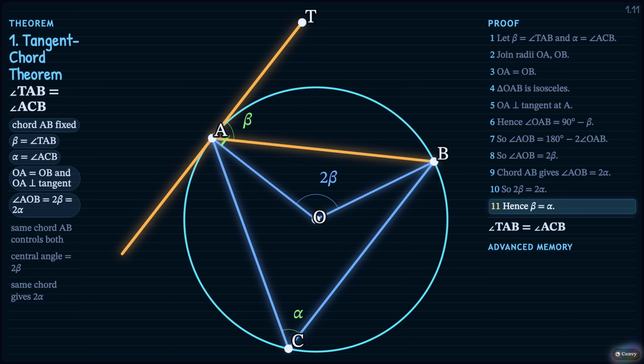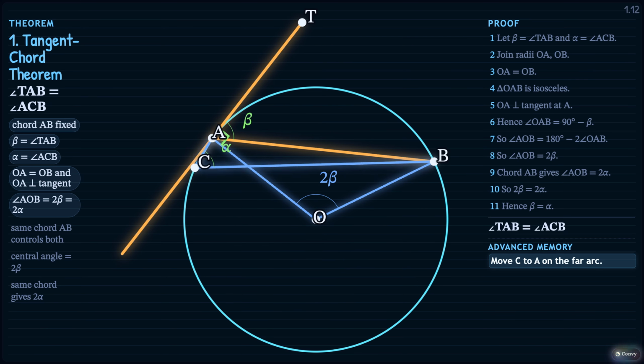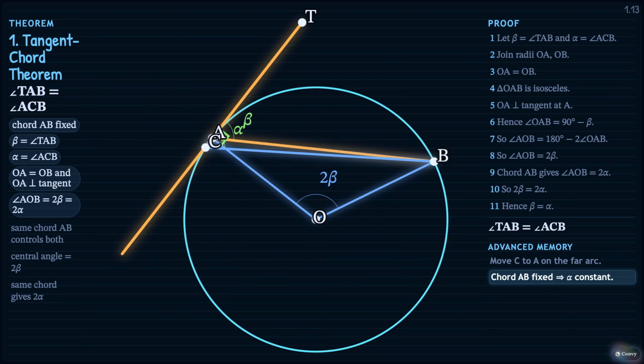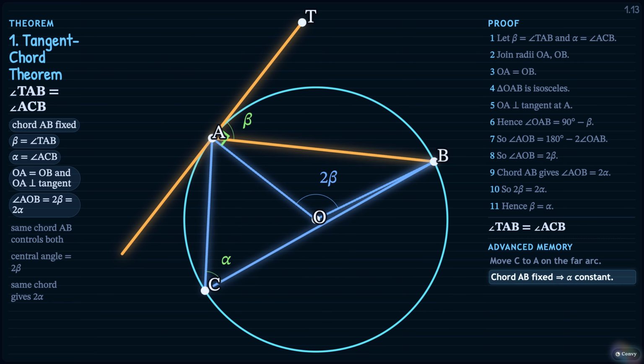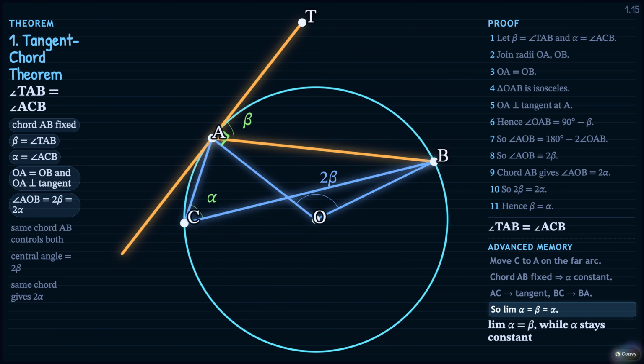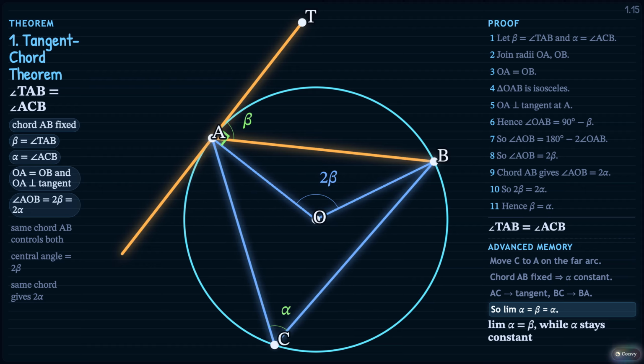For a more advanced mental picture, think in the spirit of Newton and geometric limits. Move point C toward point A on the far arc. Because chord AB stays fixed, alpha stays constant. In the limit, segment AC approaches the tangent line at A, and segment BC approaches segment BA. So the limit of alpha is beta, and to an advanced eye, alpha and beta should feel naturally the same.